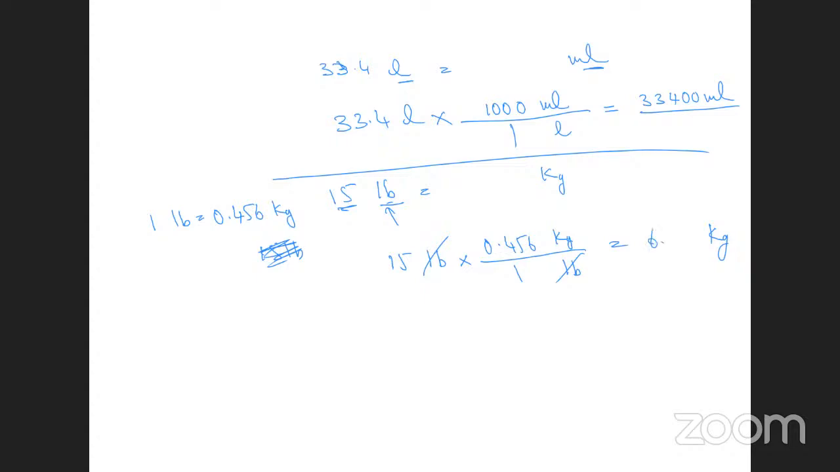I get 6.84, depending on what factor I use. 0.456 times 15, I get 6.84. Suppose they gave you not kilograms, but pounds to grams. Then you have to go from pounds to grams first, and grams to kilograms. So it's totally the same. Here you have been given the direct conversion, so it's an easy one.